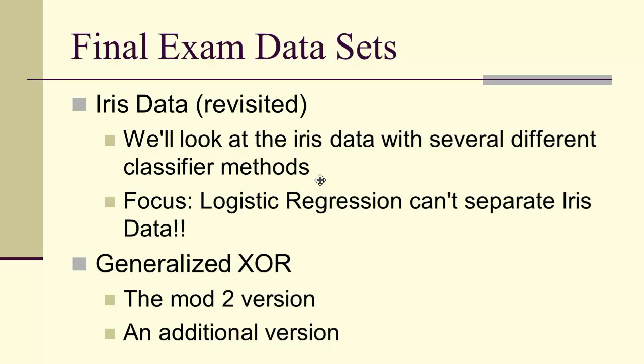Remember, the logistic regression can't separate the iris data. It's not linearly separable. And so we'll look at, well, what can we do? And maybe logistic regression is the best we can do. But we can't know that because we can't make an assumption of linear separability with the iris data. And we'll look at one other problem. We're only going to look at one, the Mod 2 version of the generalized XOR problem.